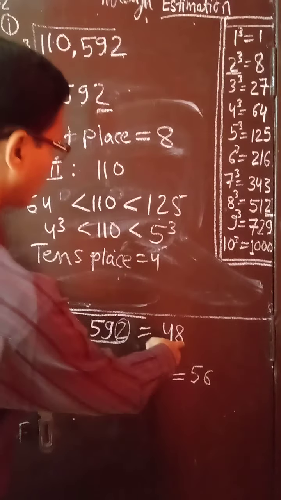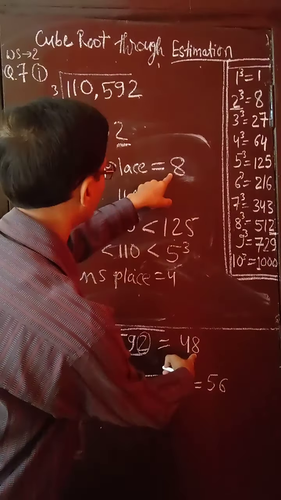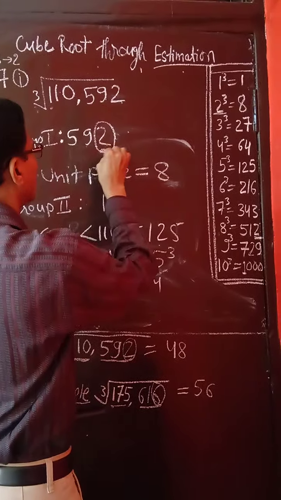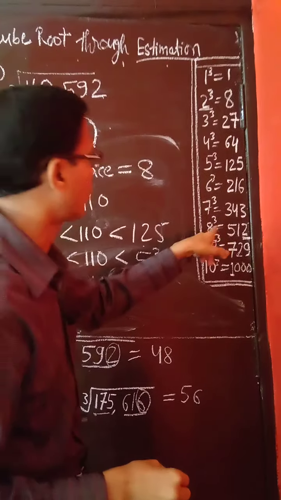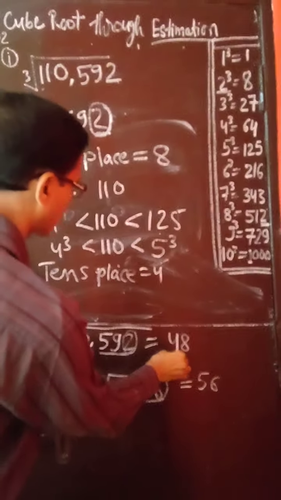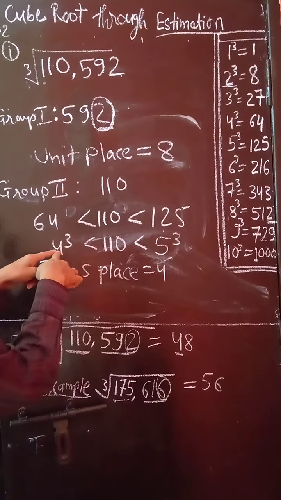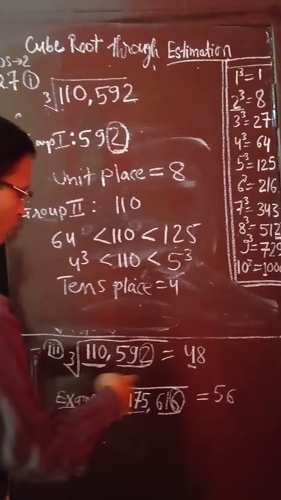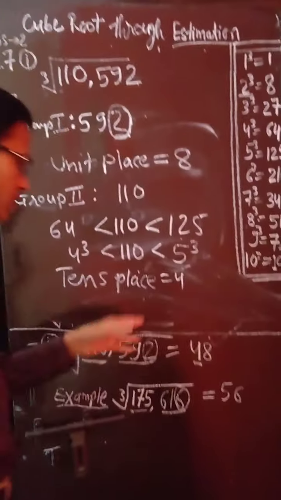Once again you see, the unit place was decided by this unit digit, which came from 8 cube, so this is 8. And where did this 4 come from? It is between 4 cube and 5 cube. So 48 is the answer.